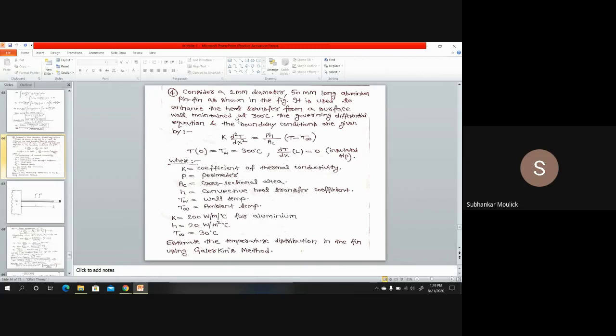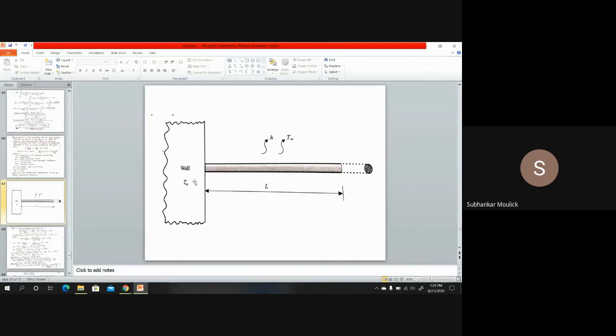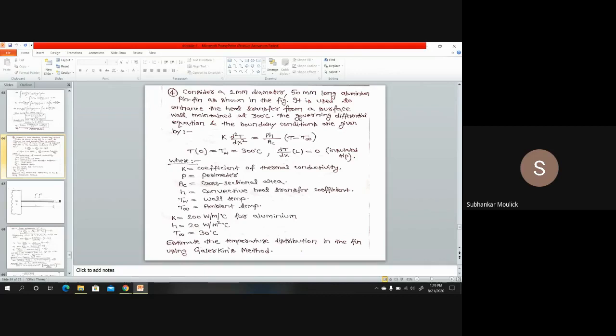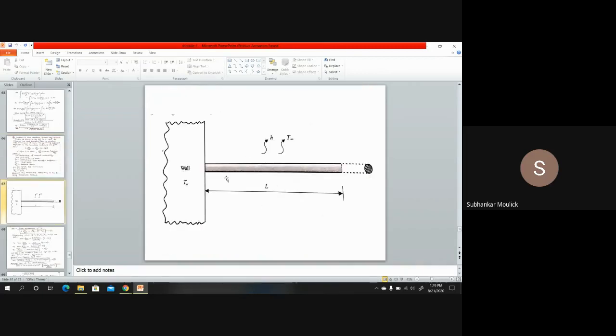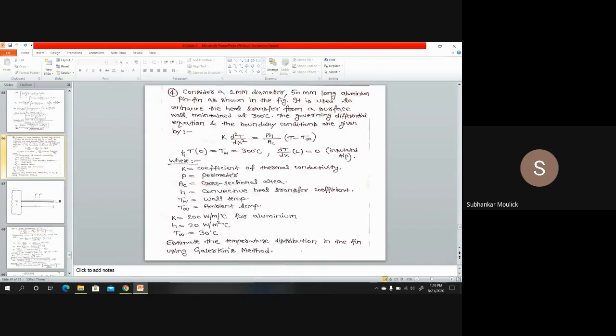It is used to enhance the heat transfer from a surface wall maintained at 300 degrees centigrade. That means this surface wall value is given to me, that is TW is 300 degrees centigrade. The governing differential equation and the boundary conditions are given by K d2T over dx2 equal to P into h upon Ac (T minus T infinity). This is the governing differential equation for this particular problem.